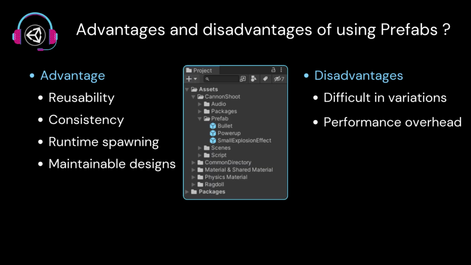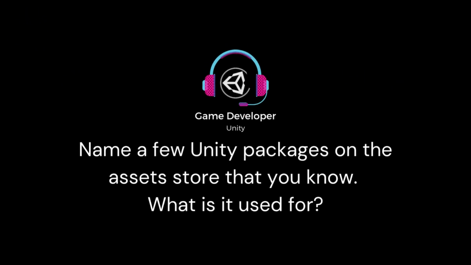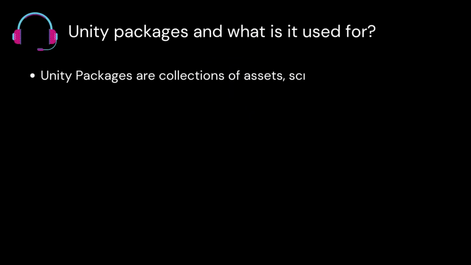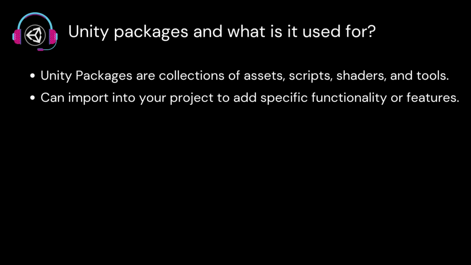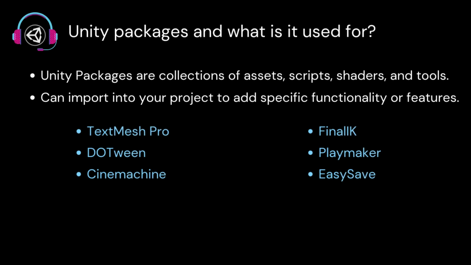Let's go to the next question. Name a few Unity packages on the Asset Store that you know. What are they used for? Unity packages are collections of assets, scripts, shaders, and tools that you can import into your project to add specific functionality or features. Here are a few Unity packages on the Asset Store that everyone should know.